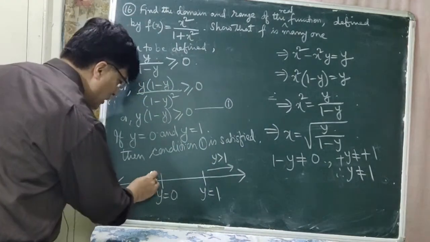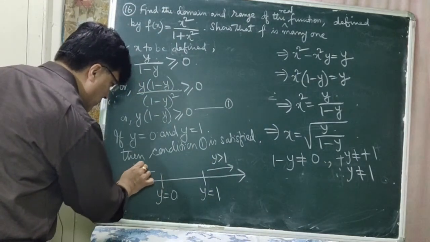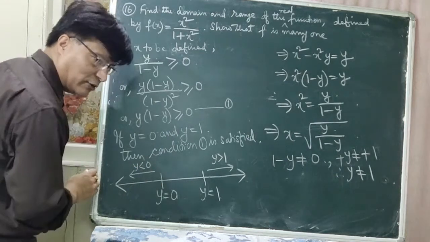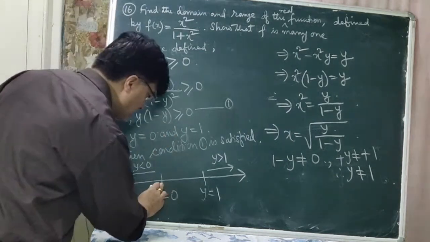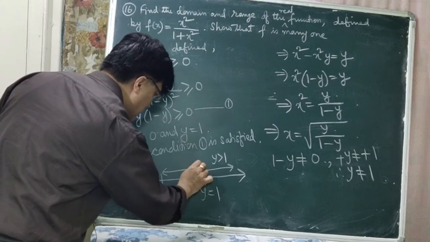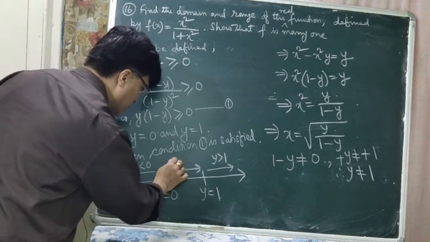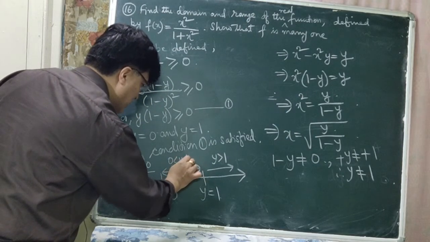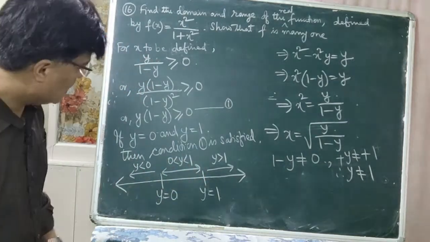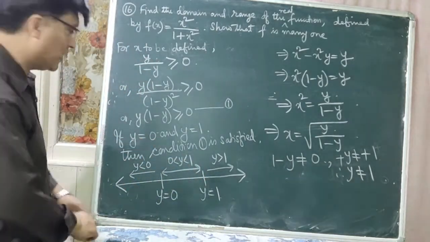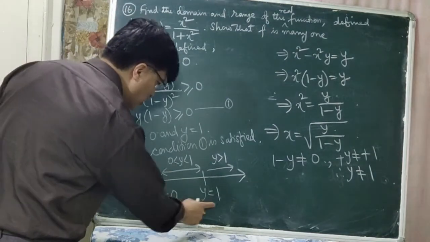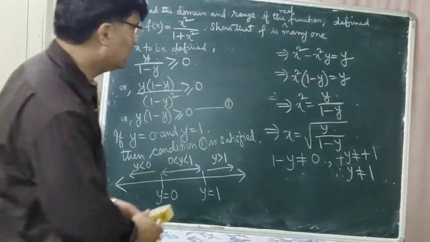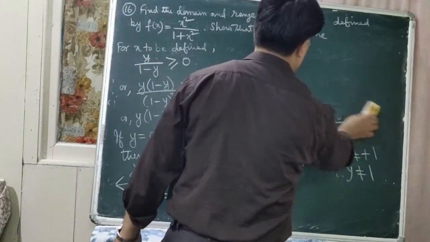And on the left of y is equal to 0, all the values of y are less than 0, right? And in between 0 and 1, the values of y lie between 0 and 1. That is 0 less than y less than 1. That means y lies within 0 and 1. Is that clear? So next.